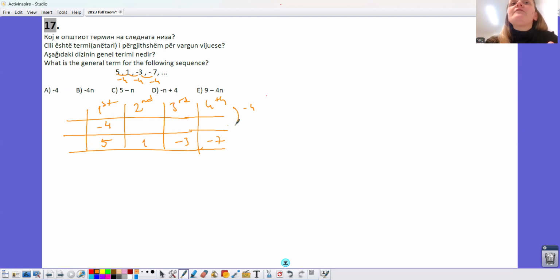To get 5, what do I need to do? I need to add plus 9. So minus 4 plus 9 will be 5. So I will check if it works for the others. 2 times minus 4 is minus 8, plus 9 is plus 1. It works. 3 times minus 4 is minus 12, plus 9 is minus 3, so it works. And in the last one, minus 16 plus 9 is minus 7, it works.